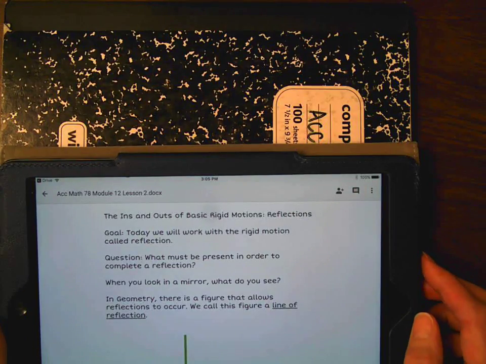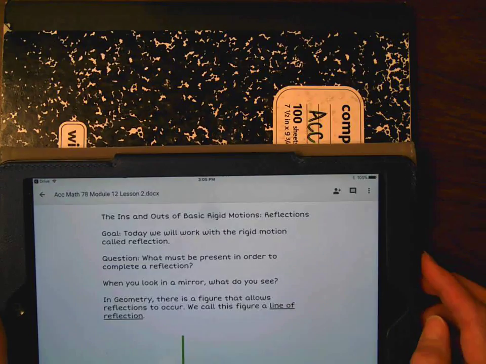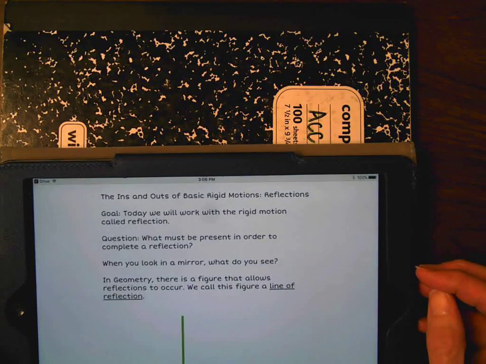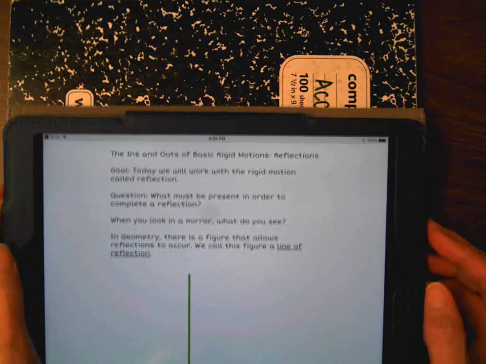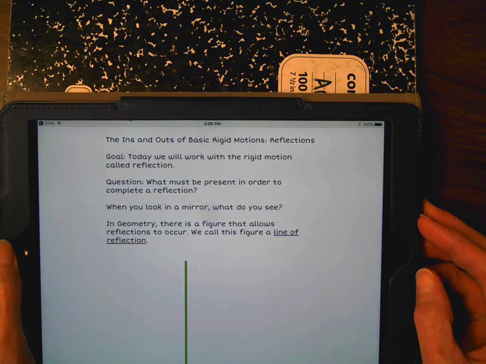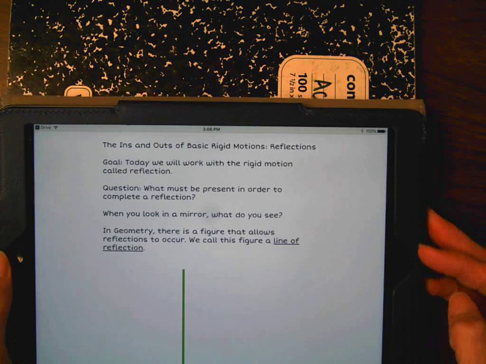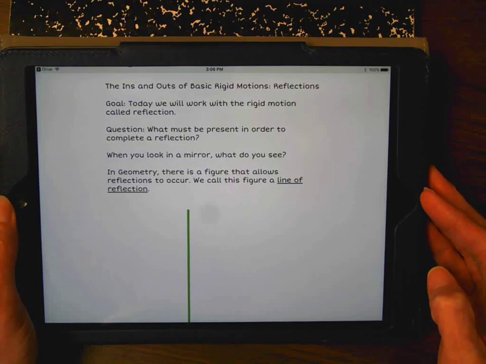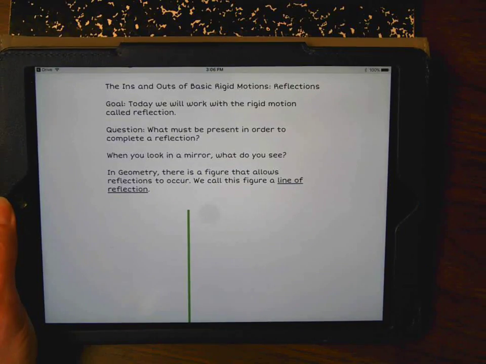The goal. Today we will work with the rigid motion called reflection. The question that I want you to think about during this lesson is, what must be present in order to complete a reflection? There's a certain tool that you have to have, and if you don't have it, then you cannot complete a reflection. And so we're going to hopefully be able to answer that by the end of these little short bits of notes.